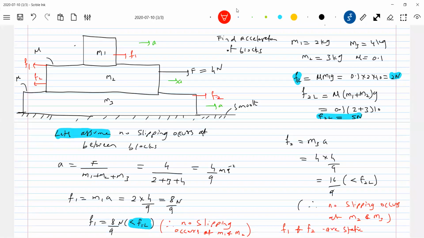Am I right? It's a static friction. It will adjust itself. See, all blocks will be accelerating as you vary the applied force. What will happen to this F1, F2? They should vary. As long as there's no slipping, the friction acting will be static, and as you vary the applied force, F1, F2 also will vary. Got the point?